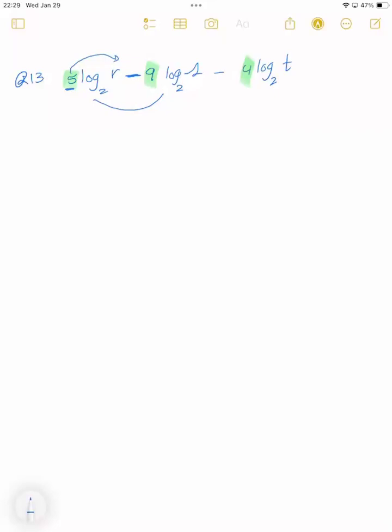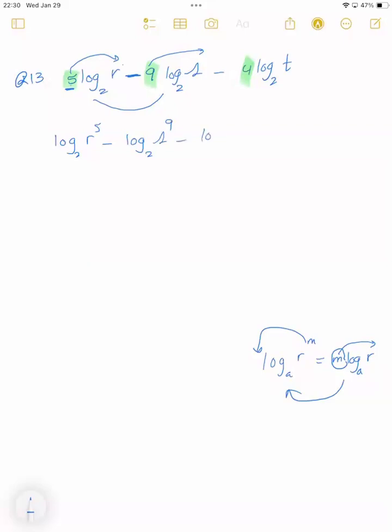Use the property that if I have log base a of r to the power m, this m becomes a coefficient. So we are going this way. I have a coefficient, I make it the exponent. So that 5 becomes the exponent of r. 9 becomes the exponent for s. And 4 becomes the exponent for t.